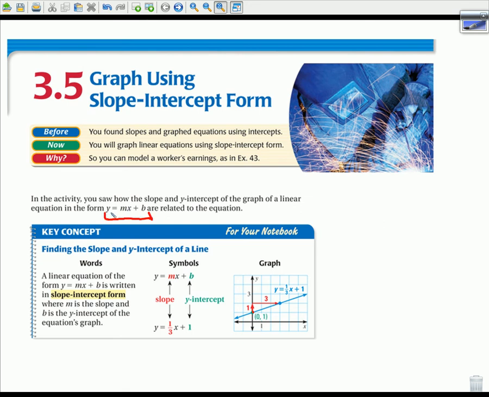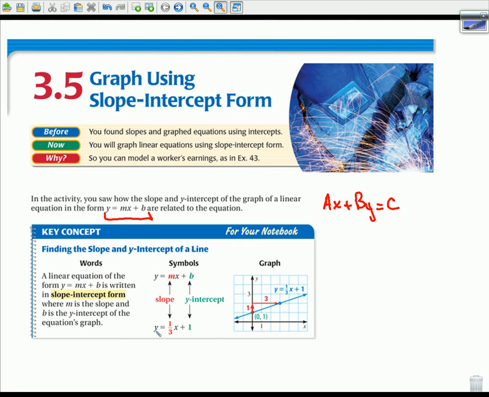And in slope-intercept form, it is the form y equals mx plus b. So you must solve the equation for y. Remember, the standard form is ax plus by equals c, but we are looking to solve this equation for the y. When you solve it for the y, the coefficient with the x is called the m, it's the slope, and the constant number is the y-intercept.